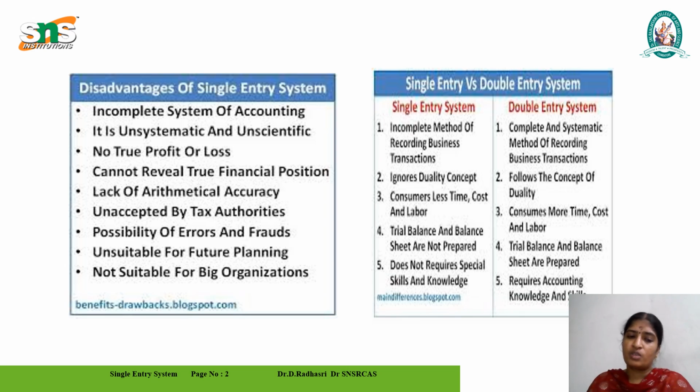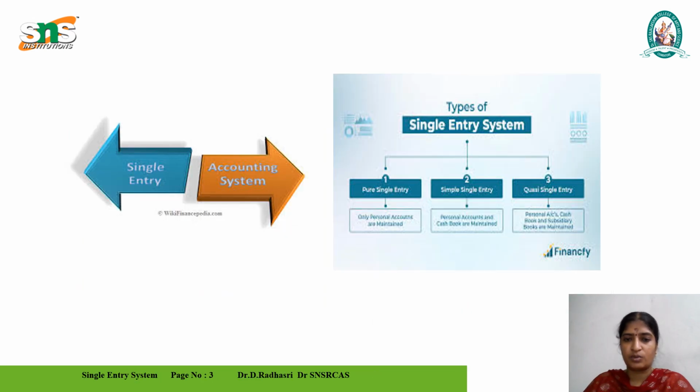It is not suitable for a large organization; for a small organization we can find the single entry system and the double entry system. The single entry system is always known as an incomplete record. These are the categories, which can be divided into three. It is a pure single entry system. The pure single entry system is used in small businesses. It cannot be used in large or big businesses.